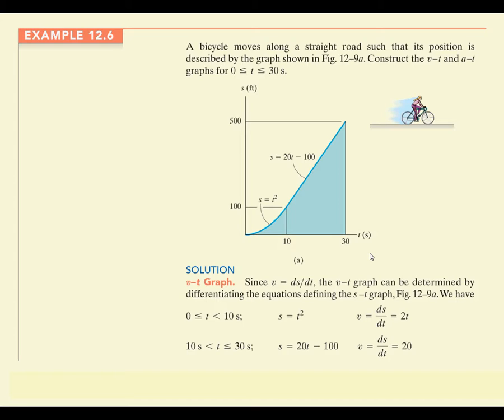So in this case you have this bicycle that is moving in the straight road, such that the position is described by the graph shown in this figure. In the first 10 seconds you have a parabola, basically, where the position is t squared, and right after you have a straight line which indicates that it has a constant slope.